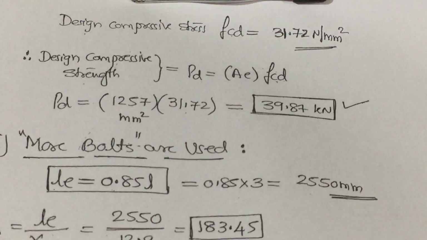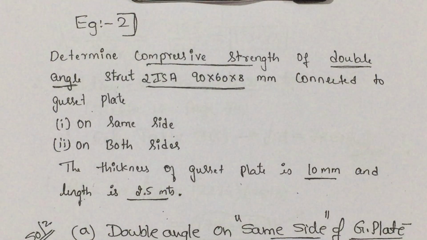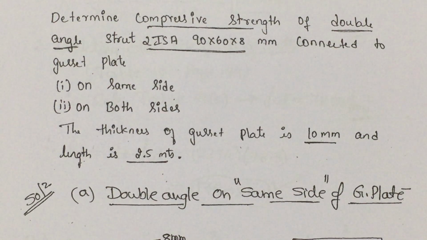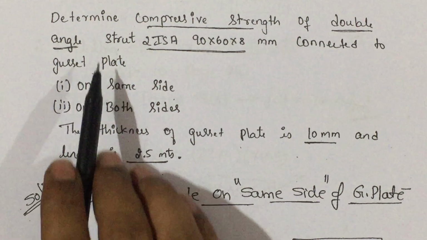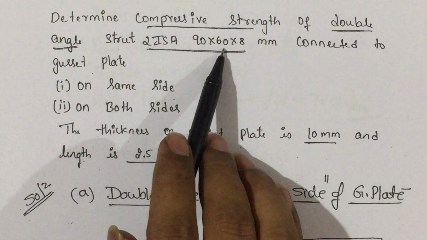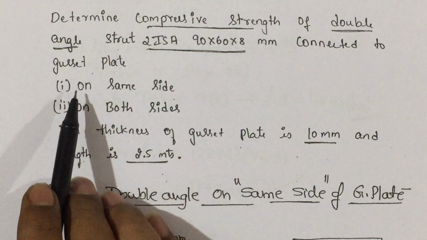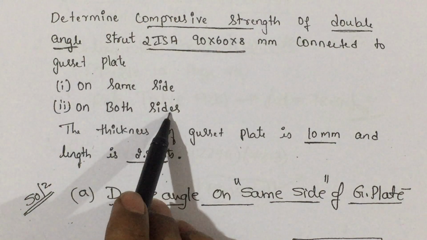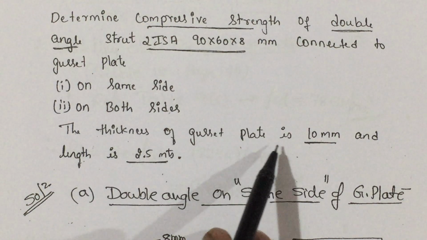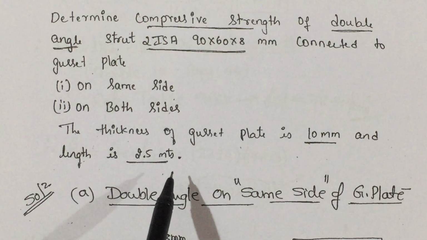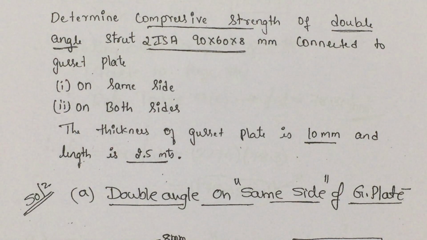Now, let us work out another one example of the same type. Example 2, determine the compressive strength of double angle strut 2 ISA 90 by 60 by 8 mm connected to gusset plate on the same side on both sides. The thickness of the gusset plate is 10 mm and length is 2.5 meters. I will write it and show you.